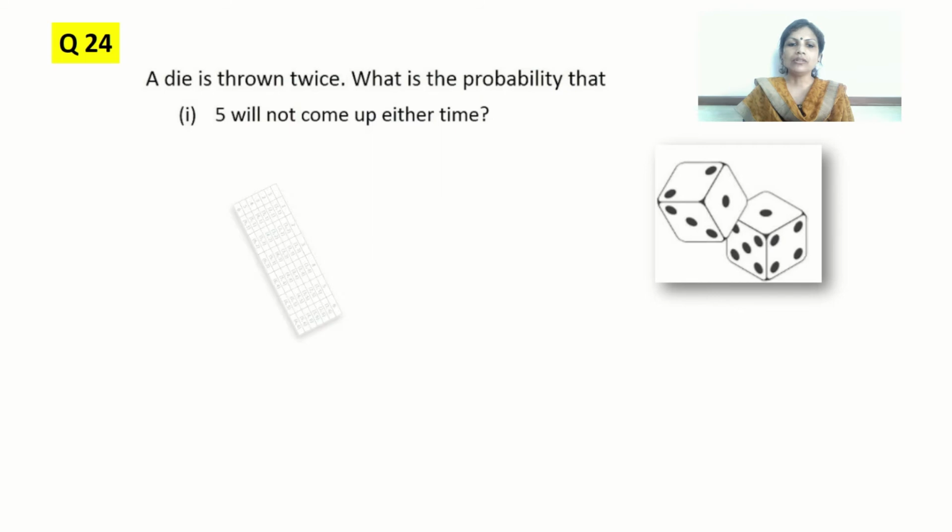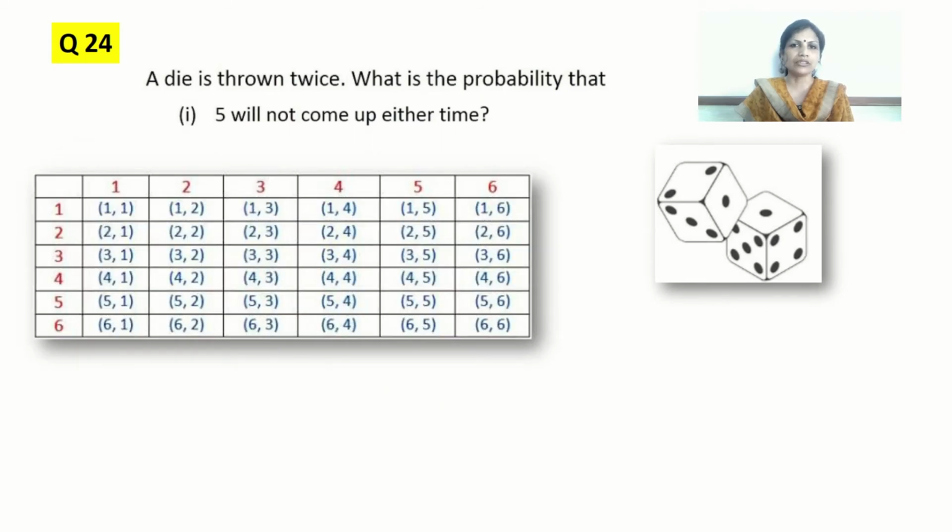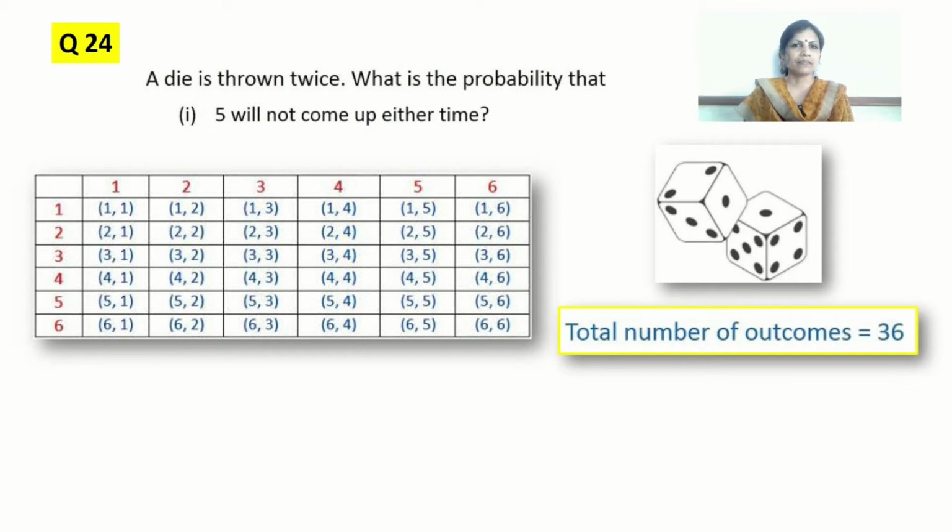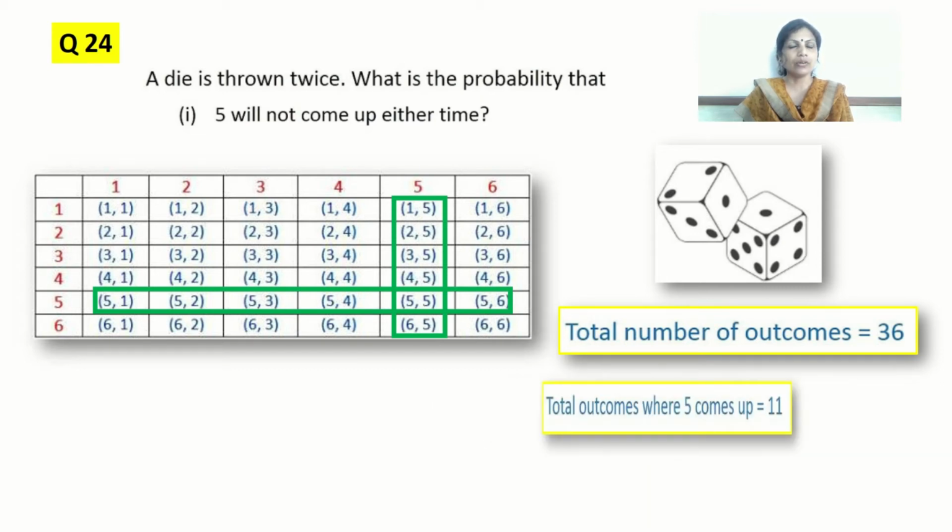And what are our possible outcomes? This many are the possible outcomes. And if you count this, the total outcomes are 36. We are asked, 5 will not come up either time. What is the probability that 5 will not come? Now let's find out where 5 is coming. So in this particular column, if you observe, one of the outcome out of the 2 dice is 5. Here also we get 5. If you count all this, you get that the total outcomes where 5 comes up is equal to 11.